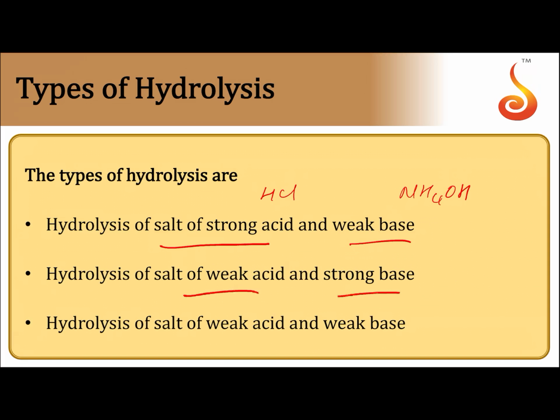Salt of weak acid and strong base: for weak acid you can take acetic acid here, and for strong base you can take NaOH here. The corresponding salt will be sodium acetate. Salt of weak acid and weak base: if you take these two, it is going to be ammonium acetate salt.